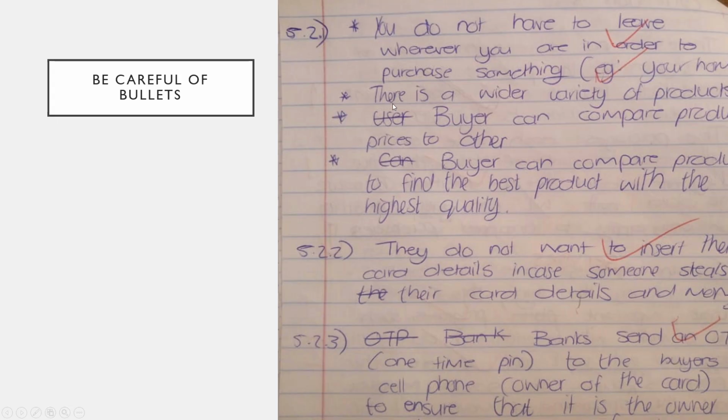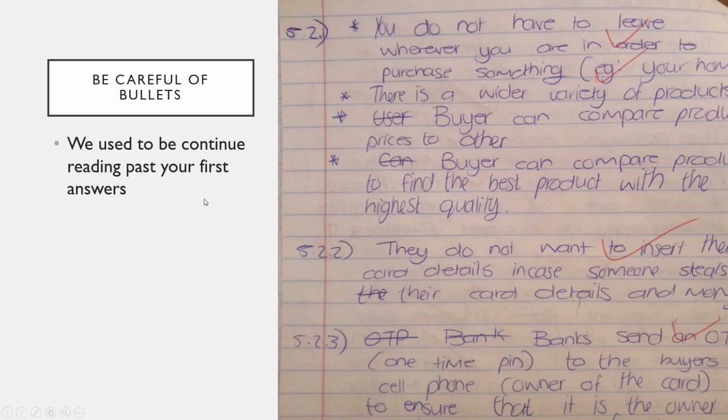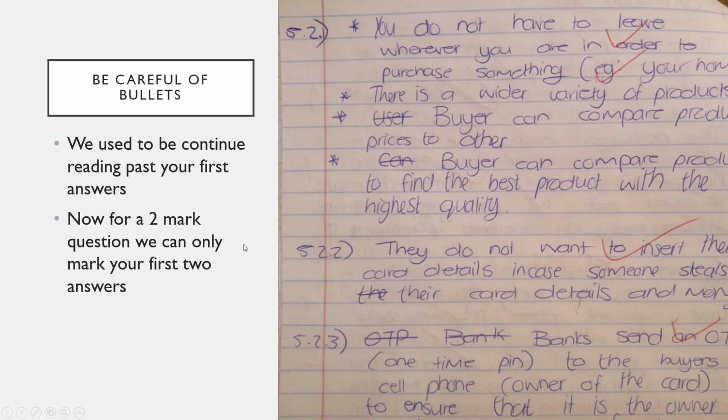Also be careful of bullets. Now, here, for example, this learner indicated 4 bullets. Okay, in the past, we could read past your first 2 answers. So let's say you wrote down 4, I needed 2 answers, and I see, okay, number 1 is correct and number 4 is correct. Right? In the past, I could give you those marks. Now we can't give you those marks. We need to take the first 2 and we mark accordingly.